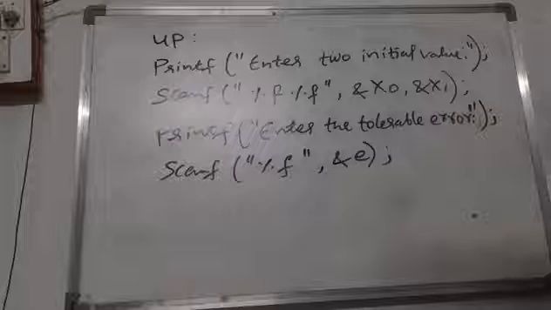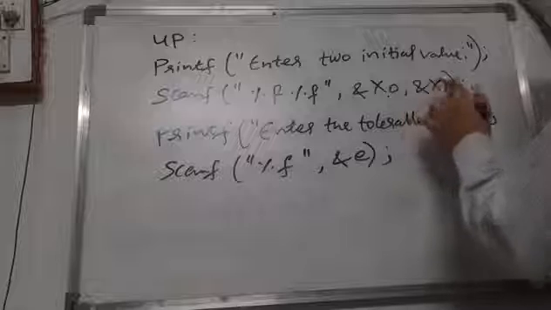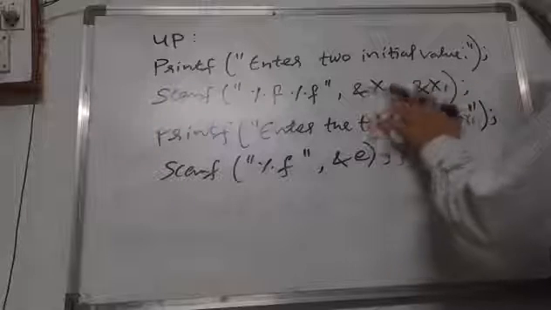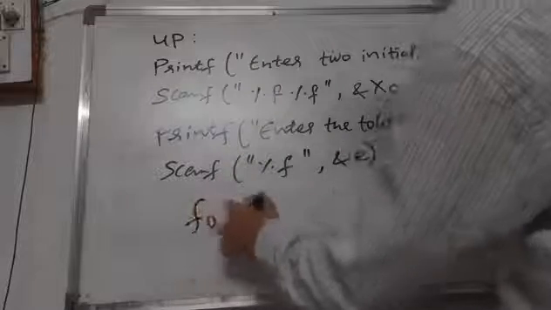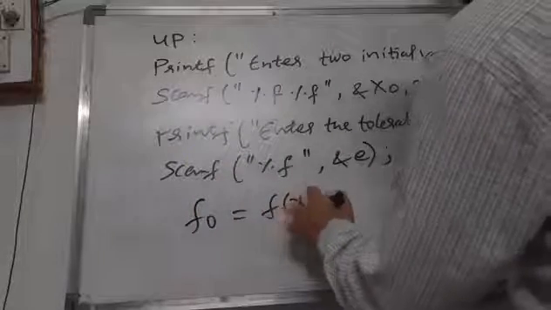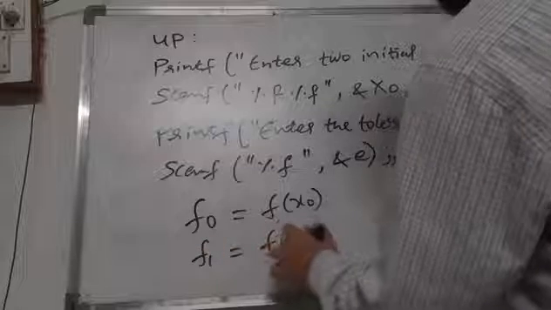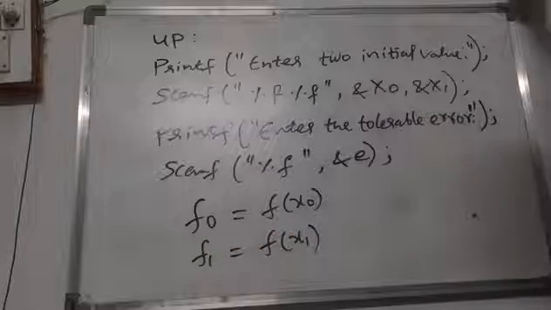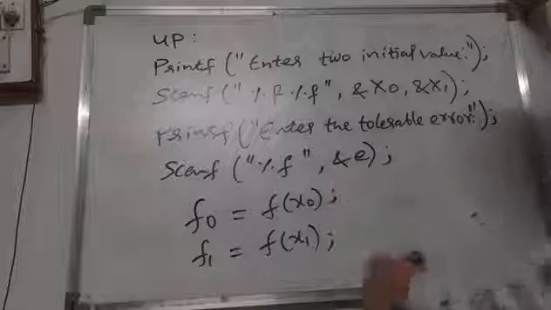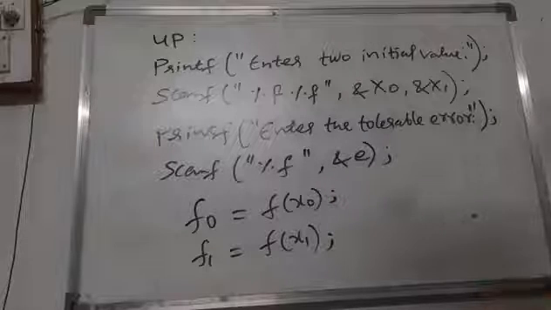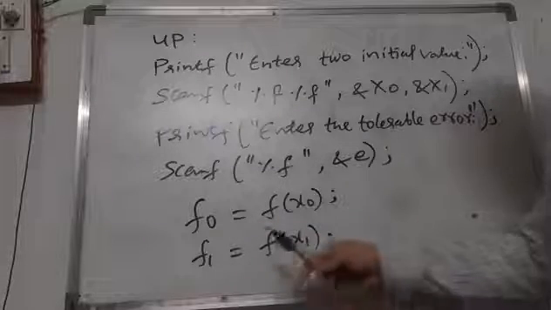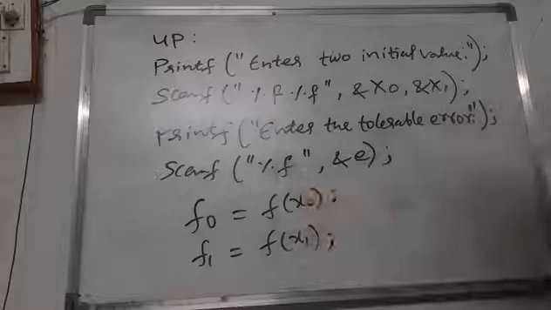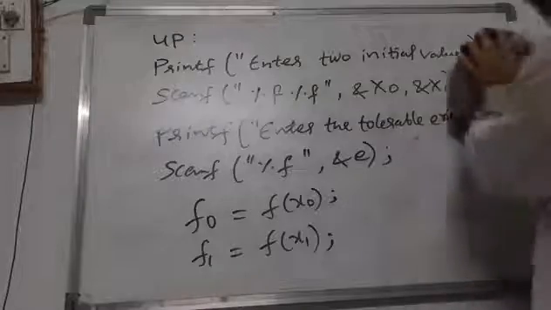Now we are going to find the function values, that is f of x0 and f of x1, f0 and f1. These two values we are going to calculate. So f0 is equal to f of x0 and f1 is equal to f of x1. Okay, we have calculated these two values. Now what we have to do is check whether f0 into f1 is greater than 0 or less than 0. Okay, so for that I am running this one.